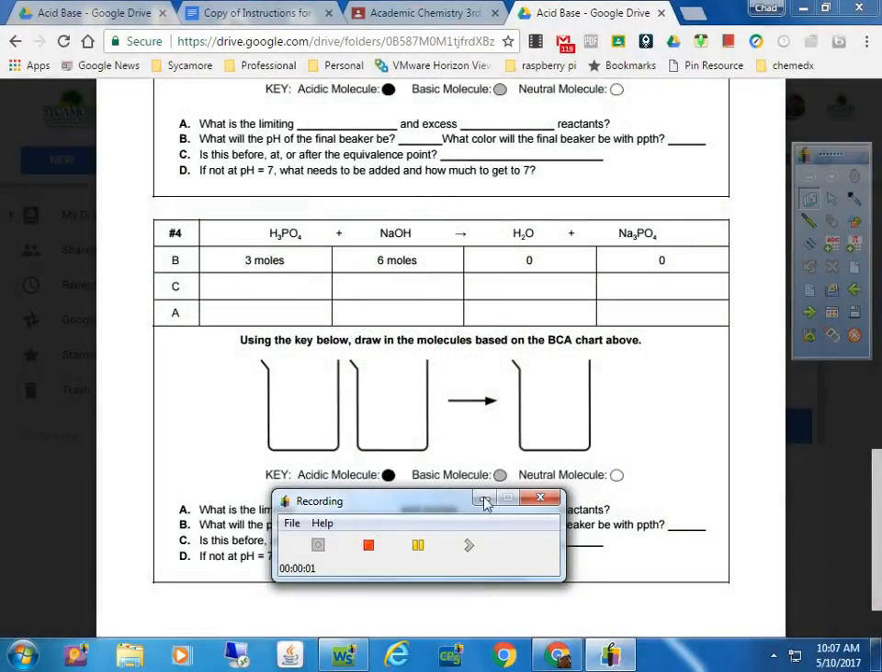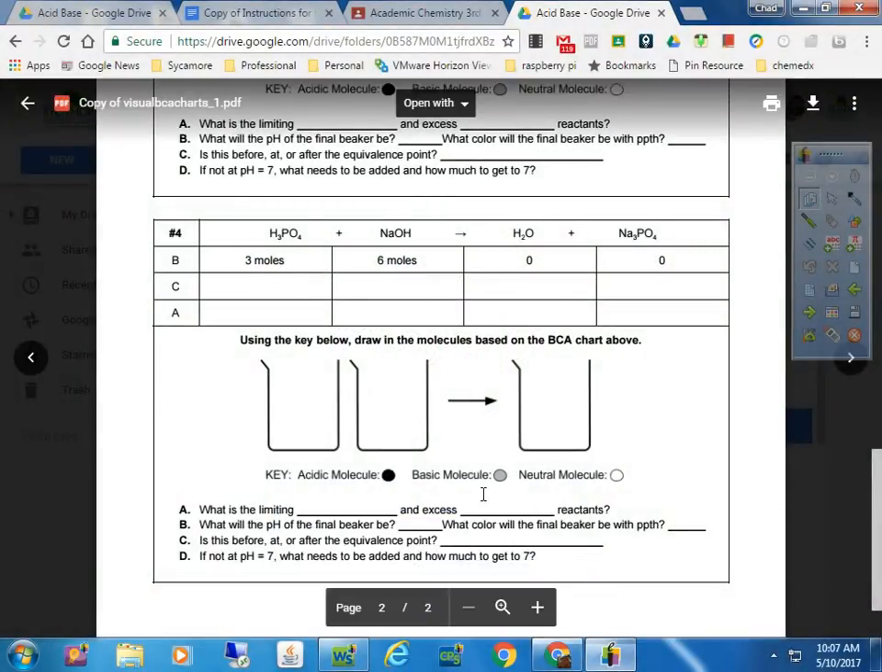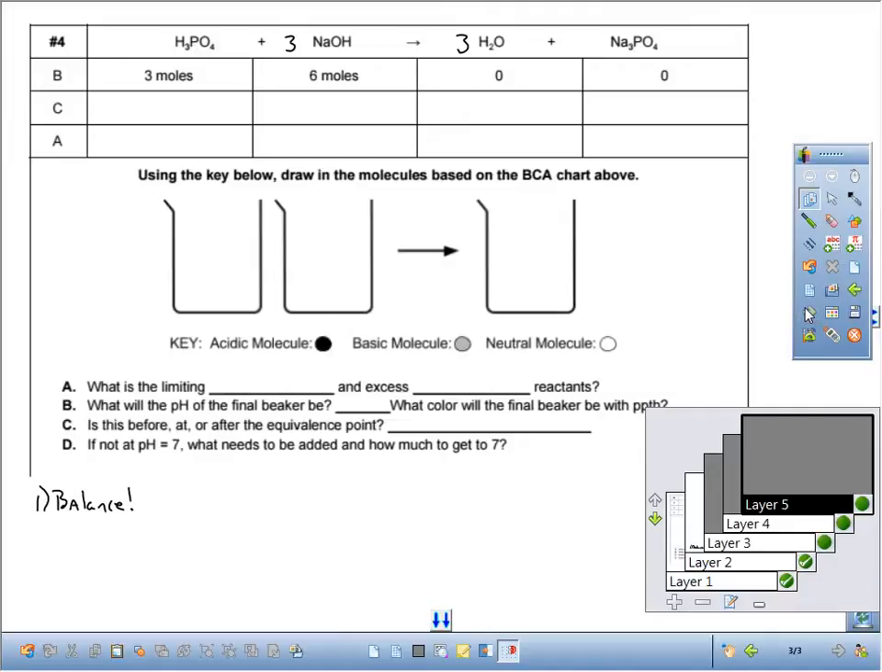Okay, we are doing a flipped assignment here, and it's on titrations. So this is the model. In doing this, the very first thing you have to do is recognize this is basically a stoichiometry problem. And step number one, if the equation is not balanced, you won't be able to solve any of these. So if you look over here, it says balance.